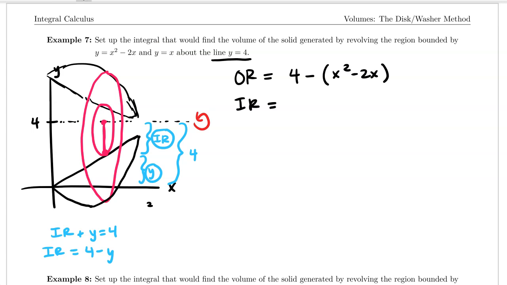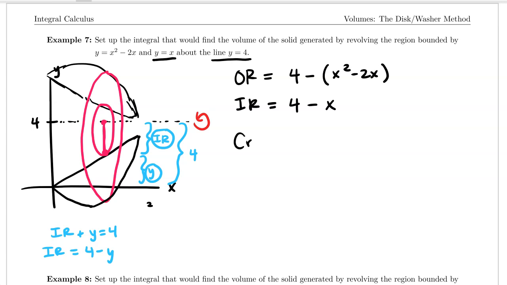This is particularly the y that's associated with this line here, y equals x. So my formula for the inner radius is going to be 4 minus, and then instead of y, because we're going to end up integrating with respect to x, I'm going to replace it with x, because again, y equals x for that line.